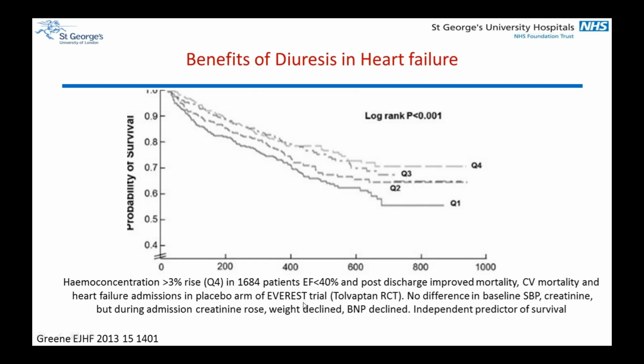And this is in the placebo arm of the EVEREST trial. The diuretics were used as the physicians thought it would be used. And these patients all had an ejection fraction of less than 40%. So you can see in heart failure patients with decreased ejection fraction, use of diuretics does improve their survival in the long run.